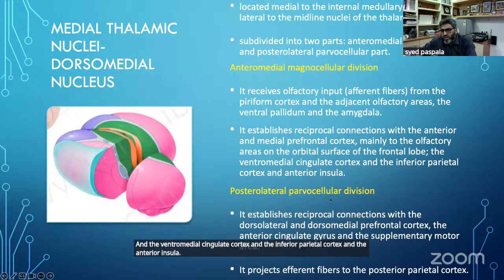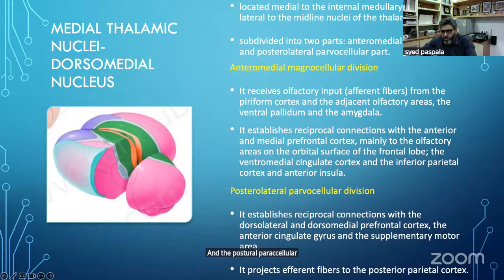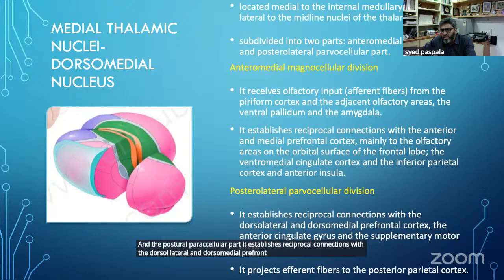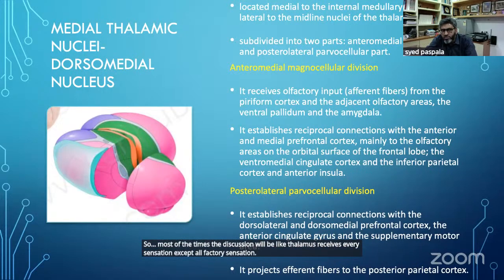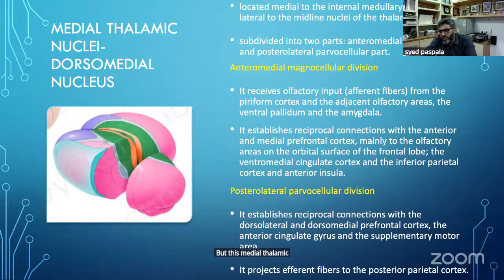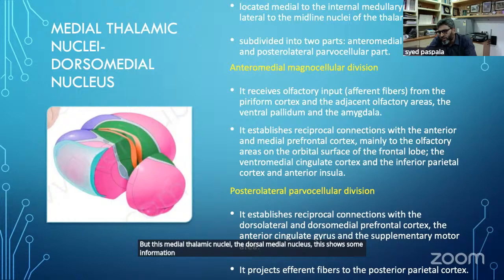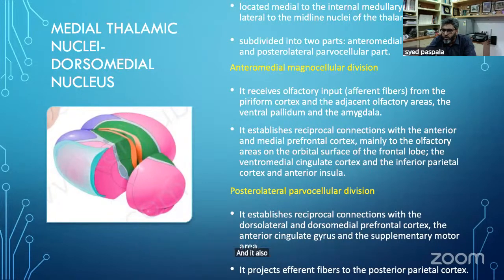And the posterolateral parvocellular part establishes reciprocal connections with the dorsolateral and dorsomedial prefrontal cortex, anterior cingulate gyrus, and the supplementary motor area. And it also projects efferent fibers to the posterior parietal cortex. So most of the time the discussion will be like, thalamus receives every sensation except olfactory sensation. But this medial thalamic nucleus, the dorsomedial nucleus, receives some information from the olfactory area, and it also projects to these associated areas of the olfactory sensation.